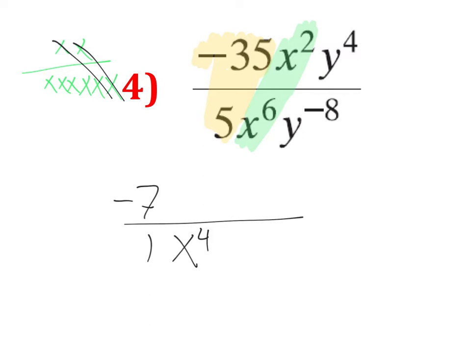We could also use our property of exponents and just say, all right, 2 minus 6 is negative 4. And the fact that it was a negative 4 means it's going to have to flip down to the bottom. So that's another way to think of that as well.